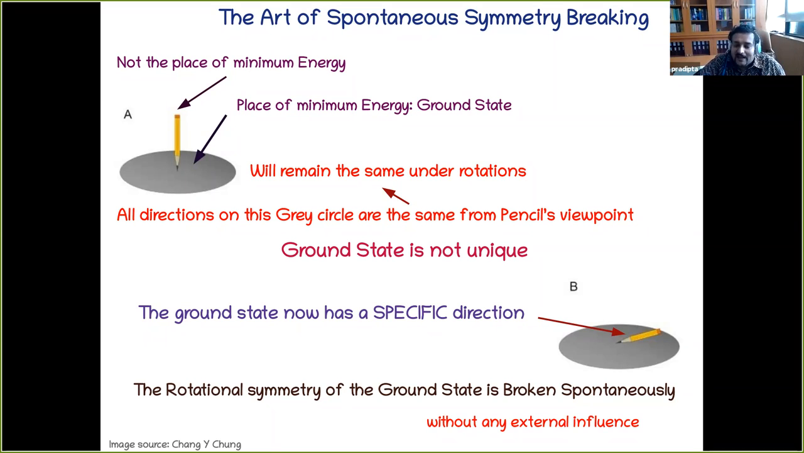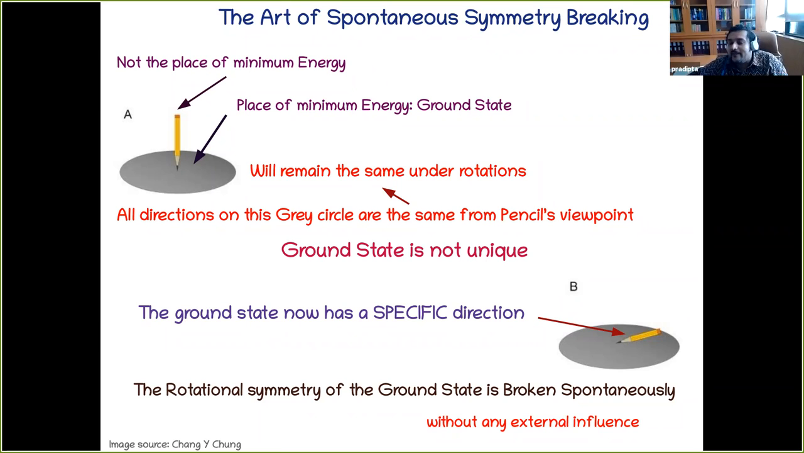So as long as I am holding the pencil like this, picture A, from the viewpoint of the pencil, there are infinitely many possible ground states. But the moment I let it go, it will drop and eventually be in a specific direction. That is completely random. But the moment it is in a specific direction, the rotational invariance of the ground state, which was visible in the context of diagram A, is no longer there, it's gone. So that is the reason we call it a spontaneous symmetry breaking of the ground state.